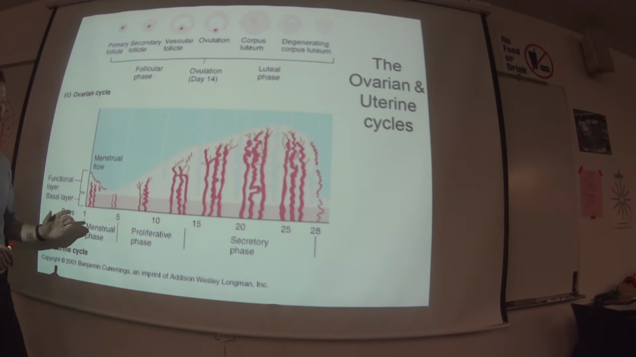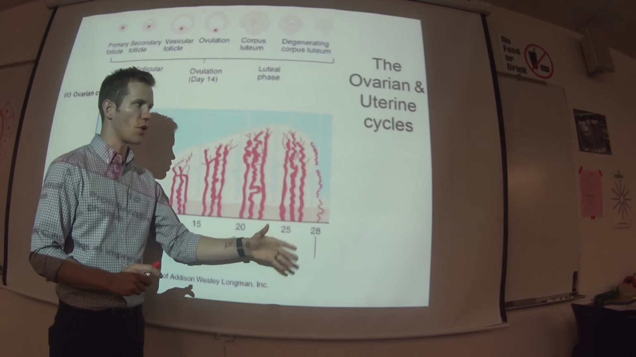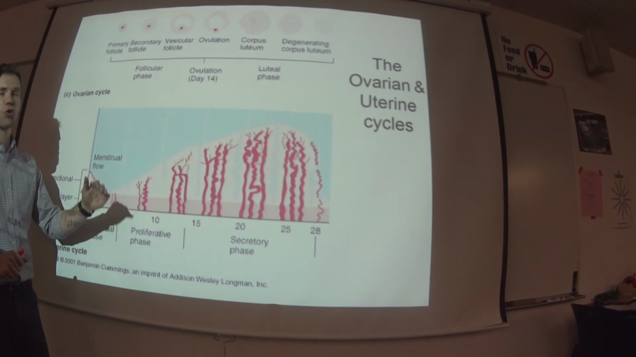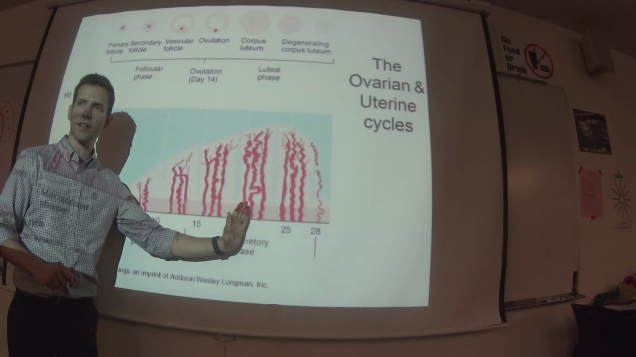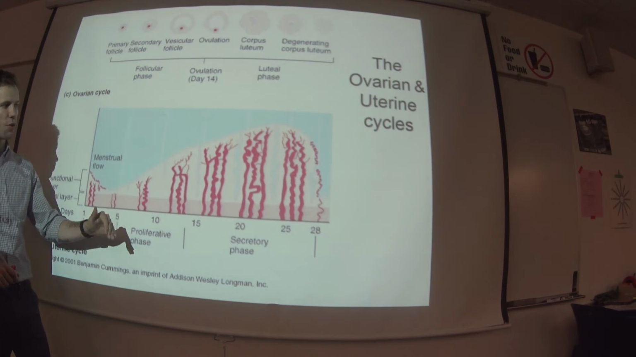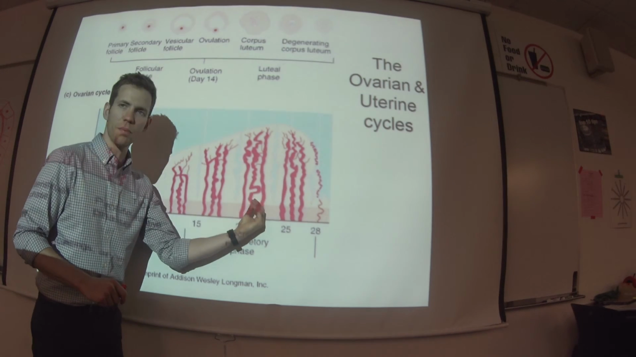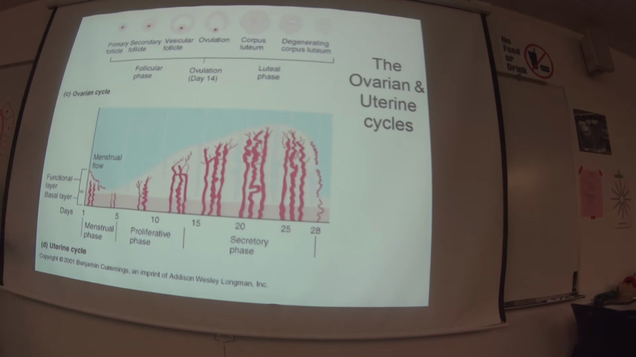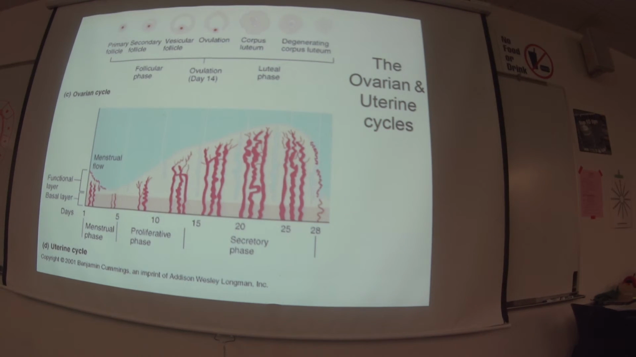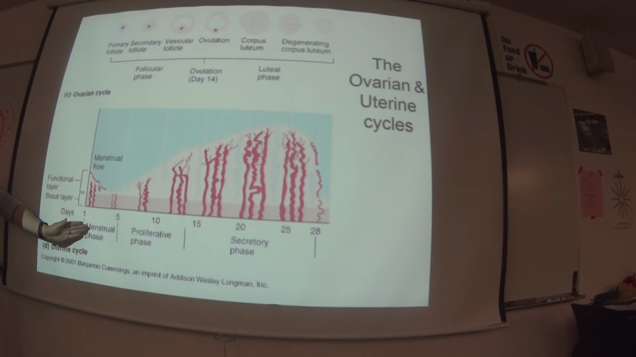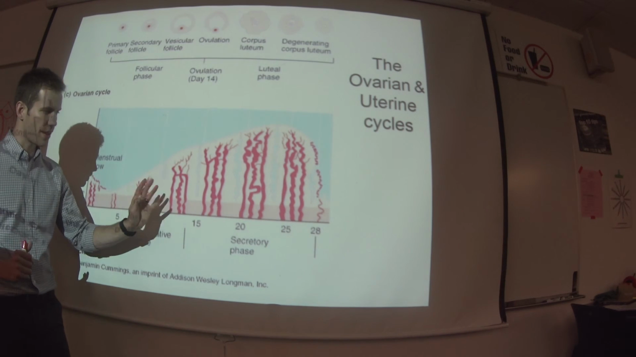And then as you get to the end, right around 28 days, if no implantation occurs, progesterone drops off. And progesterone was the thing that was causing the secretory phase to happen. Once the progesterone drops off, these blood vessels basically pinch off, the functional layer dies, and you start this process over again. So menstrual phase, then proliferative phase, then secretory phase.